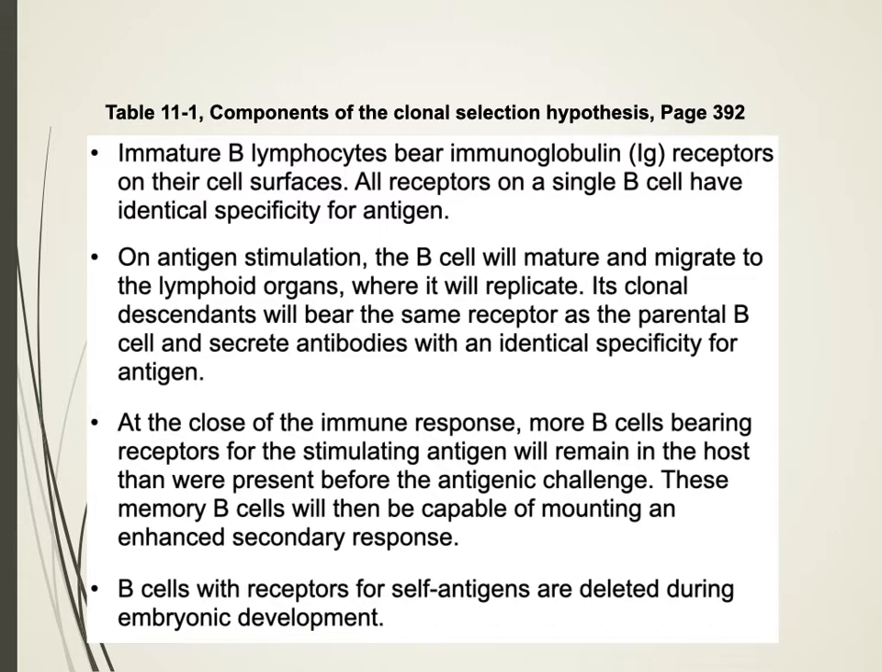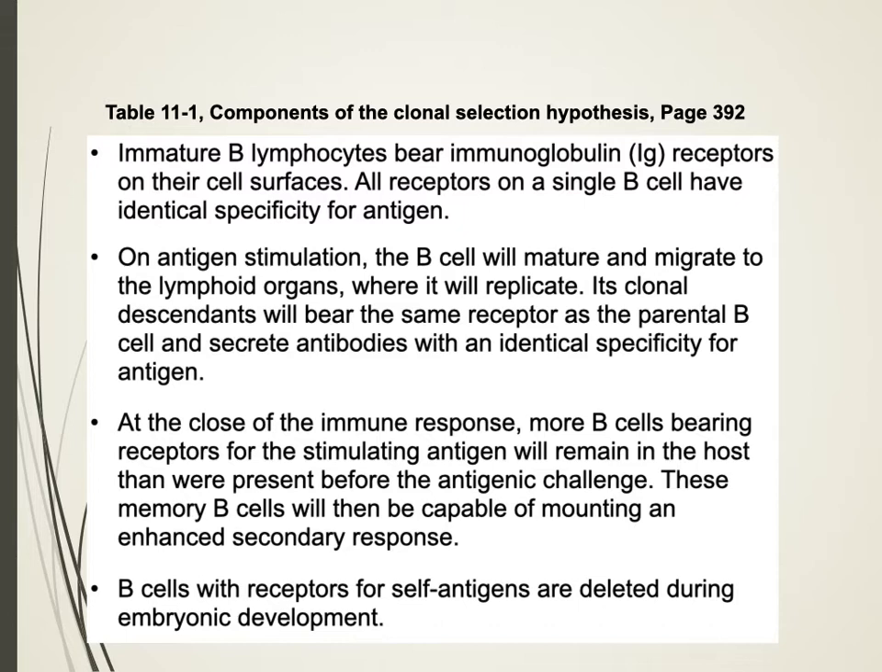On antigen stimulation, when the B cell is exposed to antigen, the B cell is going to mature and then migrate to lymphoid organs where it can replicate. Its descendants, when it makes copies of itself, its clonal descendants are going to bear the same receptor as the parental B cell, that original B cell.